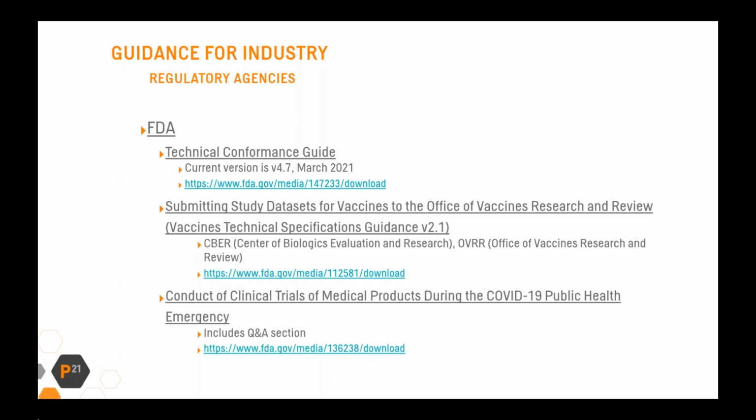The first type of guidance you need to be aware of is regulatory agency guidance. So for the FDA, as usual, you should be aware of the technical conformance guide. This is where the FDA provides the technical recommendations for how to submit study data. The current version is version 4.7, which was released in March of this year. There's also the Vaccines Technical Specifications Guidance, which was released by CBER's Office of Vaccines Research and Review.